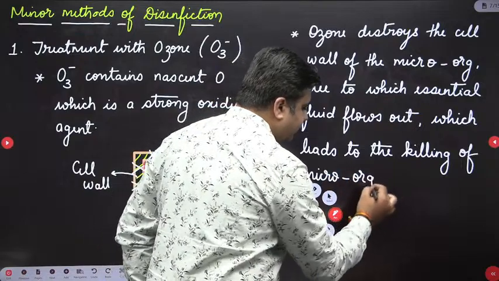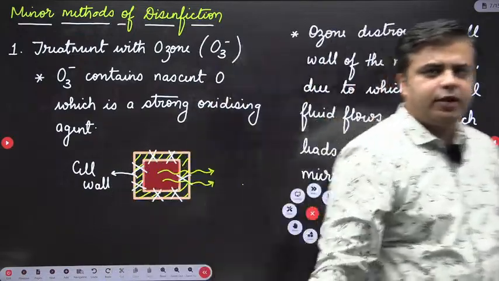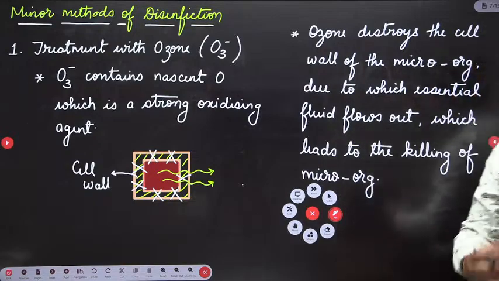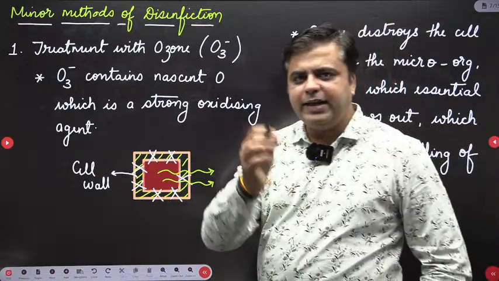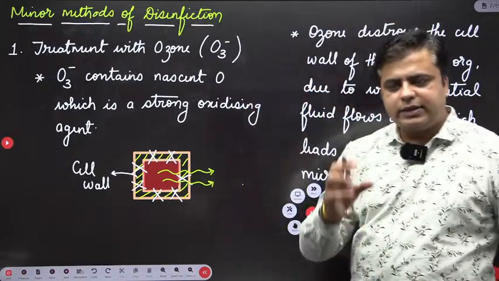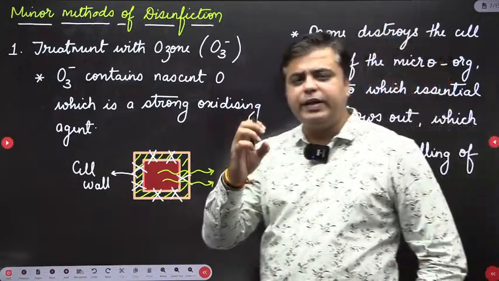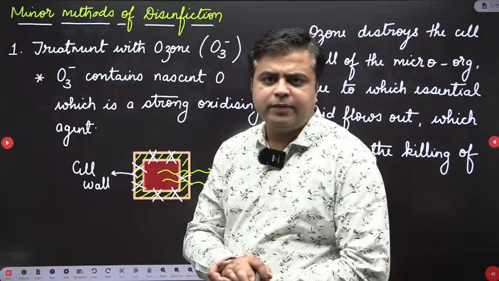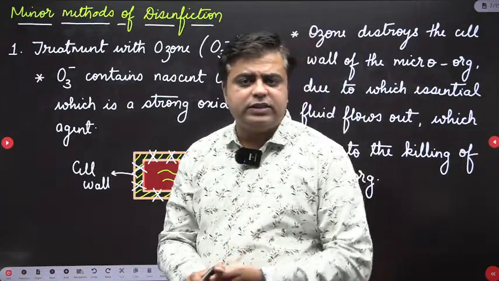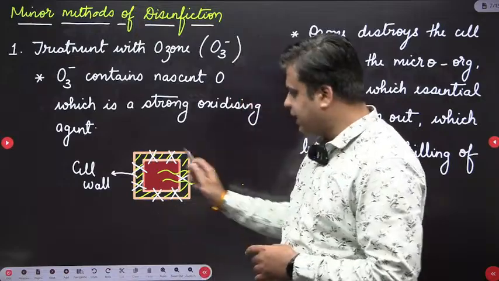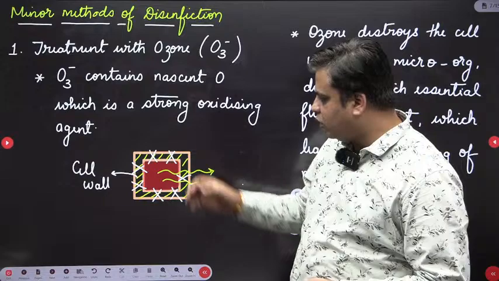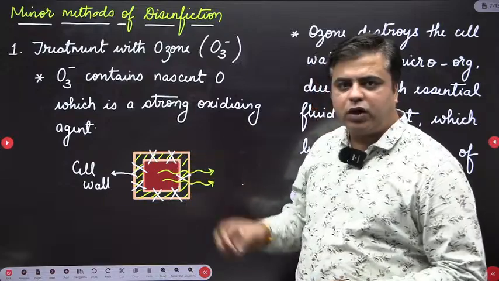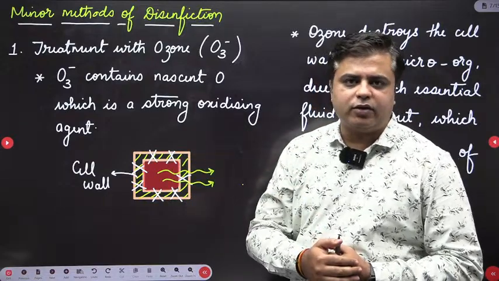I think this is a very easy, simple step to remember, right? What does ozone do? Ozone has nascent oxygen which is highly reactive in nature. And this nascent oxygen is also a very strong oxidizing agent. When this nascent oxygen comes in contact with the cell wall of the microorganism, it destroys the cell wall, due to which all the essential fluid moves out and it leads to the killing of the microorganism.